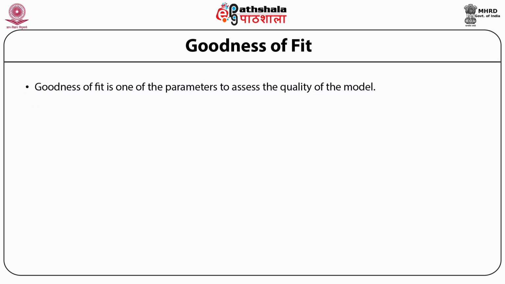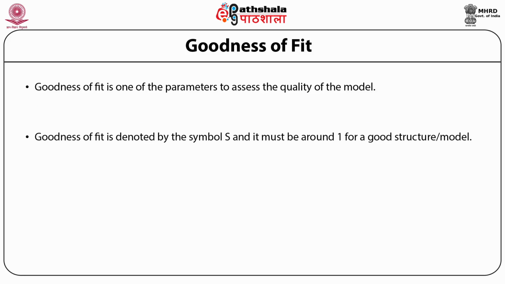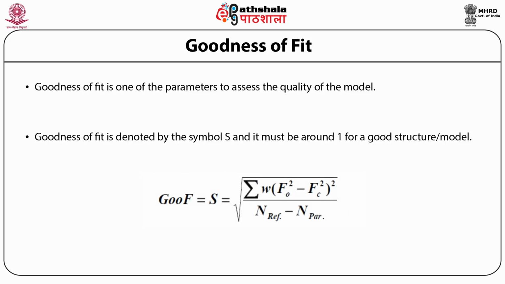Goodness of fit is another parameter to check the quality of the model. It is denoted by the symbol S. It must be around 1 for a good structure or model. Goodness of fit is strongly affected by the weighting scheme. If the value is more than 1, then it indicates the model is bad or a bad data to parameter ratio. If it is less than 1, then the model is better than the data. That indicates there are some problems with the absorption correction.